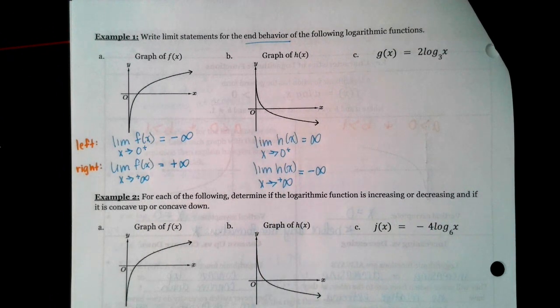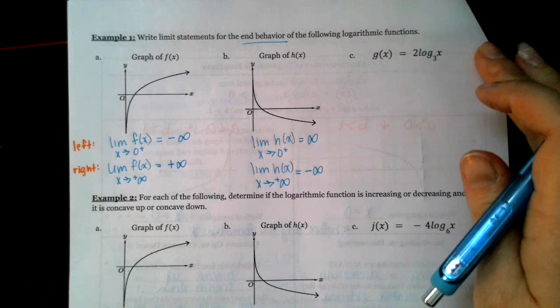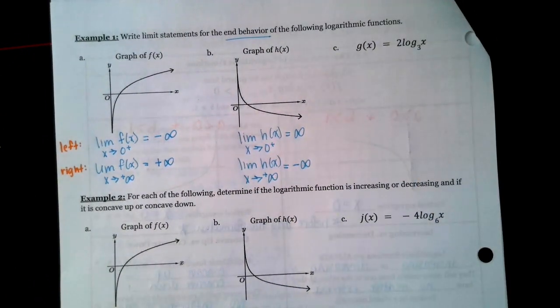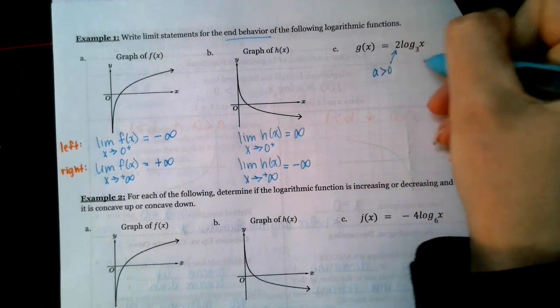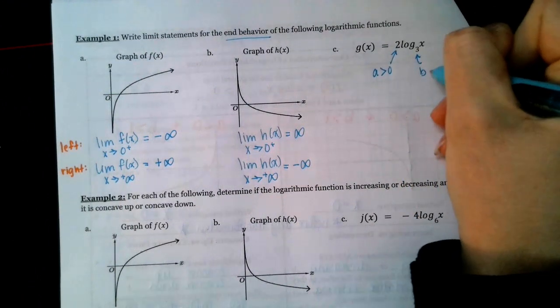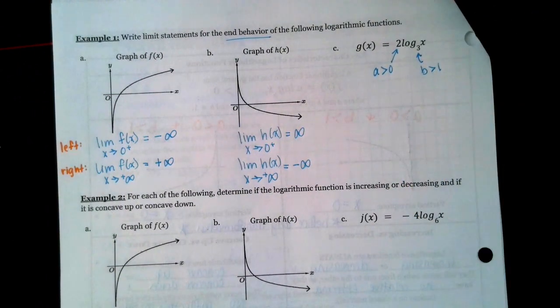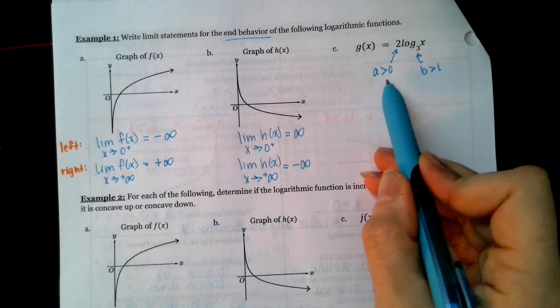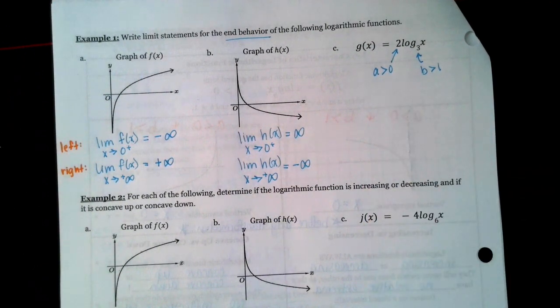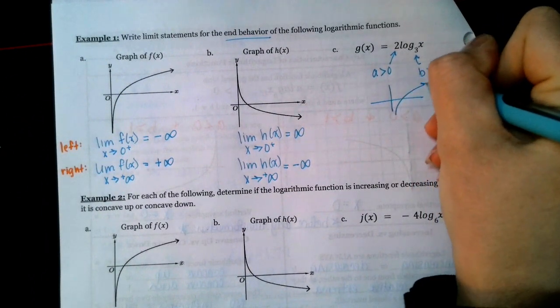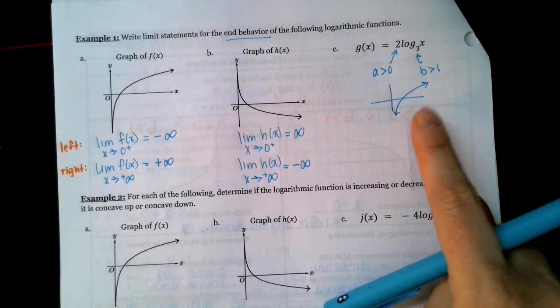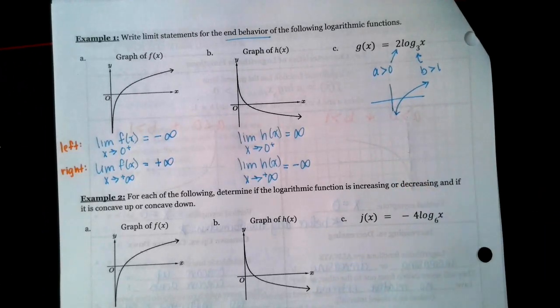For part C, we don't have a graph, we just have an equation, but I notice a couple things about this. My a value right here is bigger than 0, and my base, my b, is bigger than 1. If my a value is bigger than 0, my graph will be increasing, so it might look something like this. And I would sketch it and use the sketch to help me write my limit notation for the end behavior.